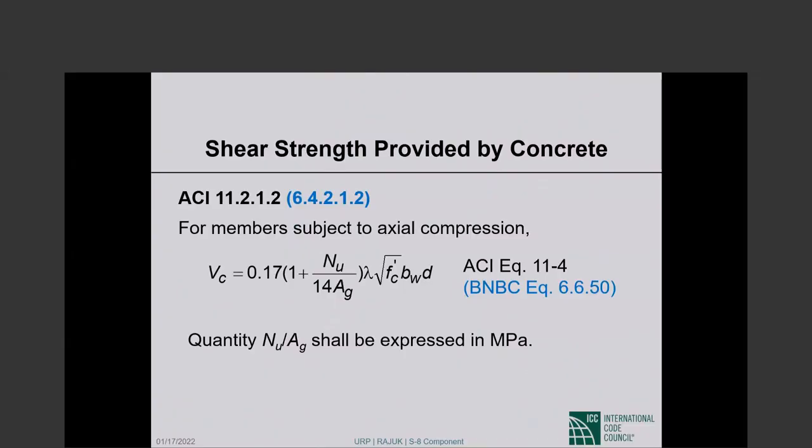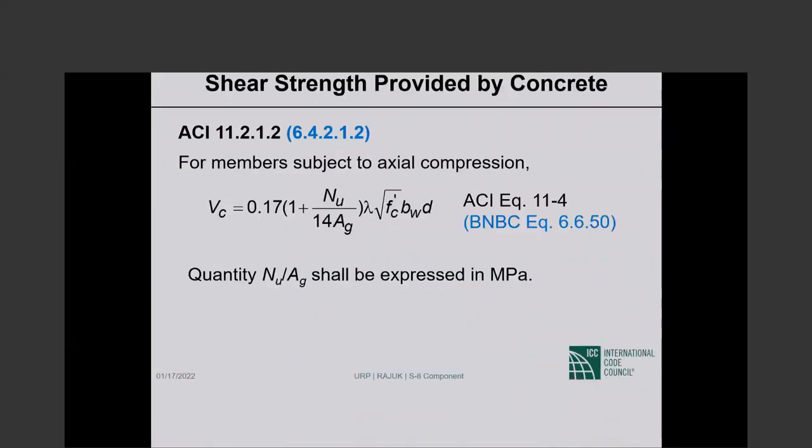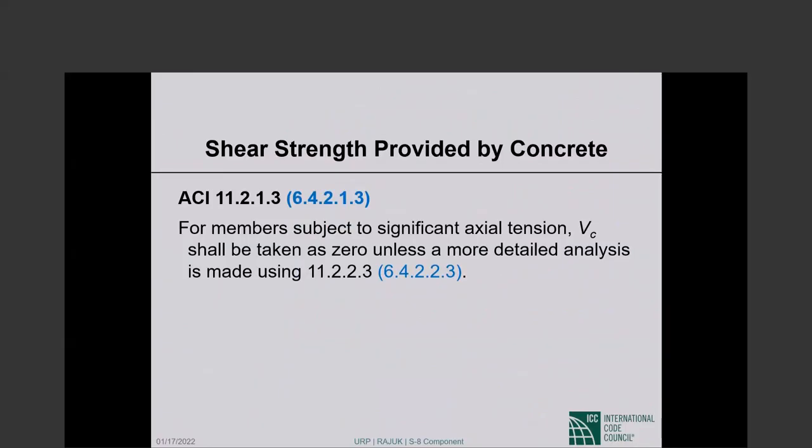For members subject to axial compression, this term is added: N_u divided by A_g. N_u is the factored compression. A_g is the gross cross-sectional area. And if you want this expression, then the N_u over A_g has to be in MPa. So the first equation is shear and flexure only. This is axial compression. Look at this. In this simplified or regular calculation, for members subject to significant axial tension, V_c shall be taken as 0 unless a more detailed analysis is made using section such and such.